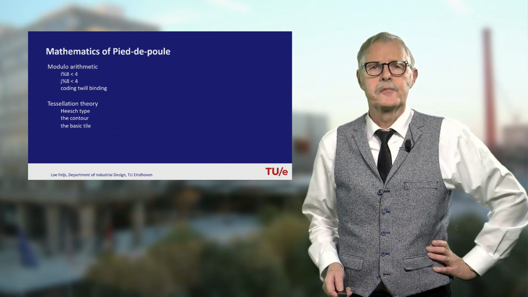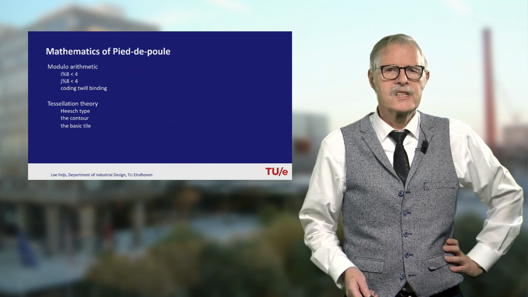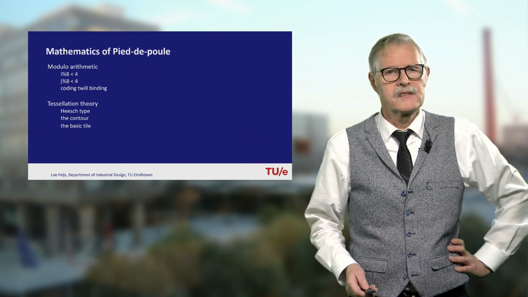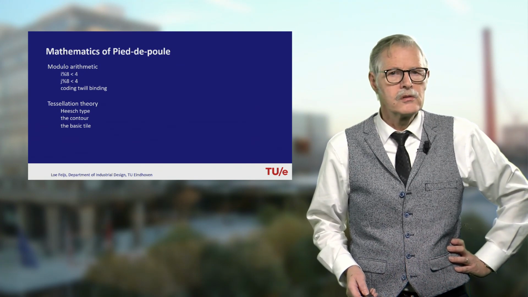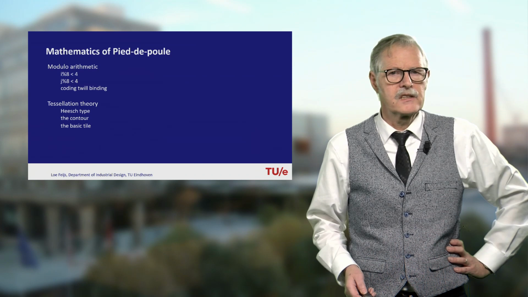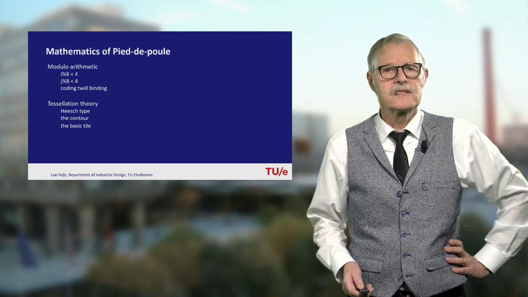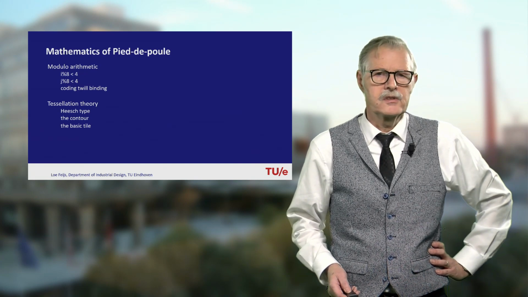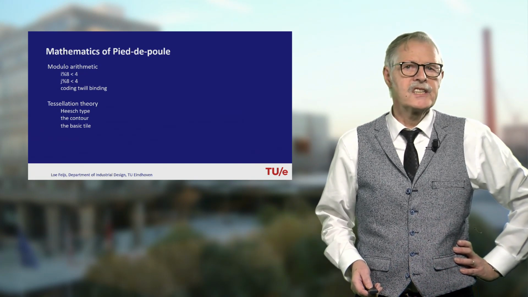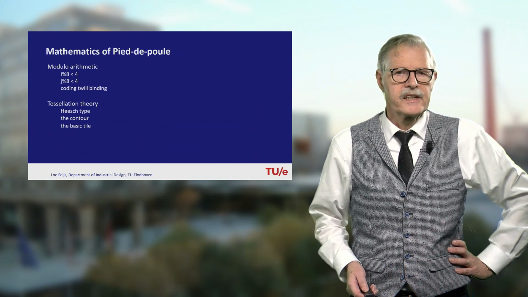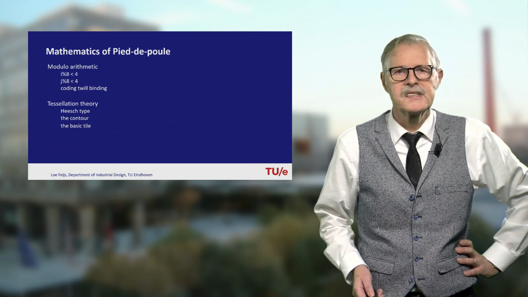The mathematics of pied de poule has two aspects. One is computational, so if you want to generate such patterns, then we need to work with modulo arithmetic. We will see formulas like i modulo 8 less than 4, and similar coding of the binding of the weaving. At the same time, tessellation theory is applicable, like the H type, and it's interesting to consider the contour of the basic tile.